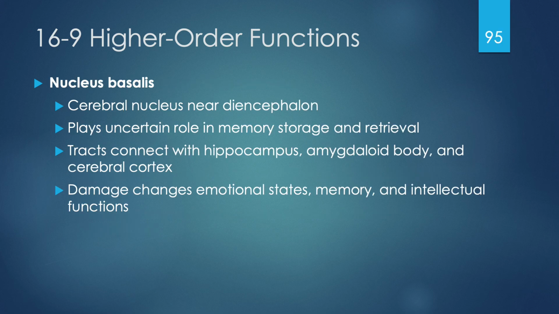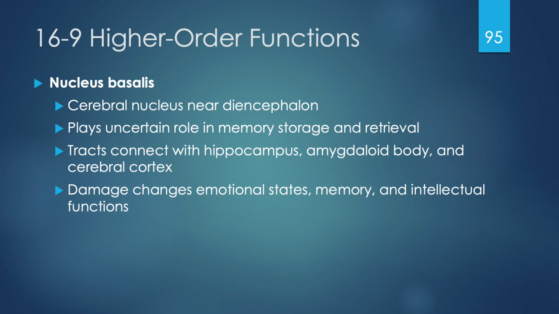The nucleus basalis is a cerebral nucleus that's located near the diencephalon, and the role that it plays in memory storage and retrieval is uncertain. But we know that tracts of the nucleus basalis are going to connect with the hippocampus, the amygdaloid body, and all parts of the cerebral cortex. So damage to this nucleus is going to change our emotional state, our memories, and also it can interfere with our intellectual functions.